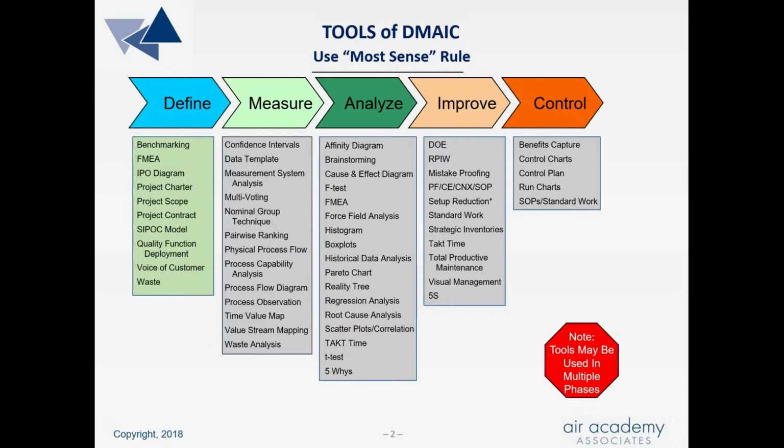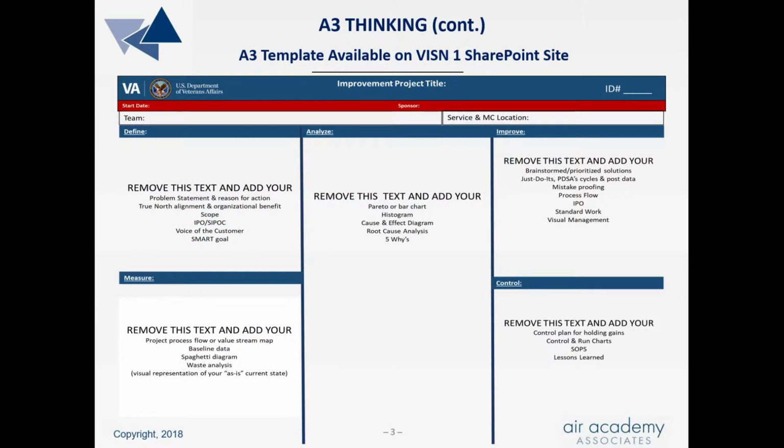For this tutorial, as well as each of the subsequent tutorials, we will first look at the list of all possible tools available for use, and then we will address some of the more common ones that you will see used in the specific phase we are addressing. For the define phase, we see such tools as benchmarking, FMEA, and so on down through waste. The VISN 1 recommended tools are a subset of the total listing. Subsequent slides will address these tools in limited detail, as this should be a review of the tools you learned attending the Green Belt or Black Belt courses.